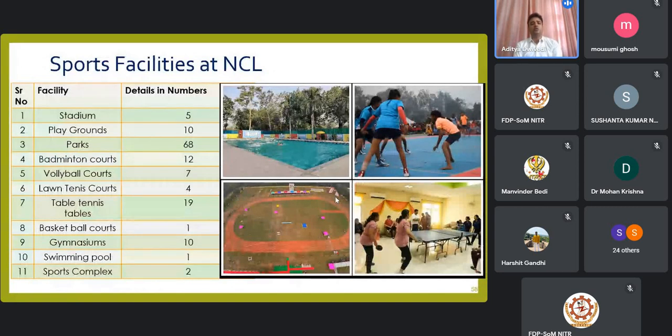These are the sports facilities. We have stadiums, playgrounds, parks, badminton courts, volleyball courts, lawn tennis courts, table tennis, basketball courts, gymnasium. All these facilities are there. The best part is that continuously all the projects keep on the sports. We organize a lot of sports events for our employees, contract workers, and we also engage the local people in these sports events. They also join. There are so many events organized for local people also. These are separate, but we keep on organizing for them.